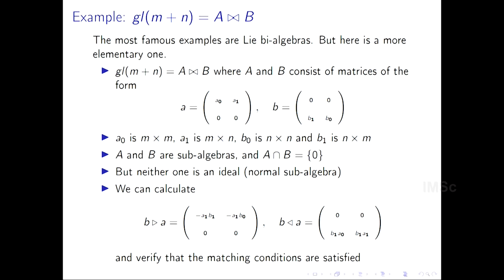Notice here that there is no reason why A and B should be of the same size. The dimensions of A and B are not necessarily equal. For example, m may be very different from n. But the most famous examples of this structure are the cases where A and B are of the same dimension, or more precisely that they are dual to each other as vector spaces. In that case, these are Lie bi-algebras, and this is an example of what is called a Manin triple. But my point is that you don't need that. This idea is very general.